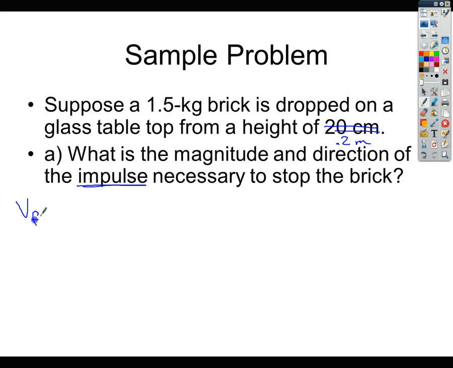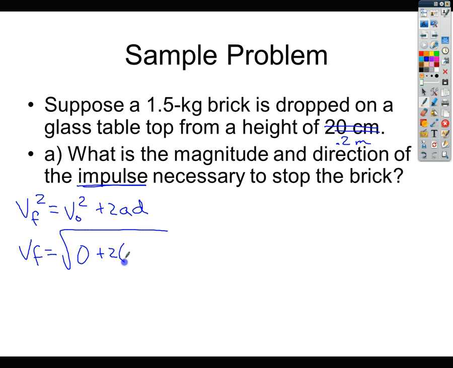Let's go back to our kinematics equations. We can say that the final speed squared here is equal to the original speed squared plus 2 times the acceleration times the distance. So our final speed here would be equal to the square root of 0, our initial speed. We will take that and add to it 2 times 10 because our acceleration is gravity, and then we need to put into this 0.2. When you're done, you'll end up with the square root of 4, and that's equal to 2 meters per second. So there's our final speed.